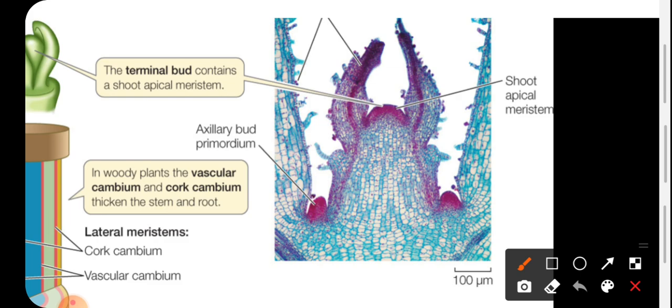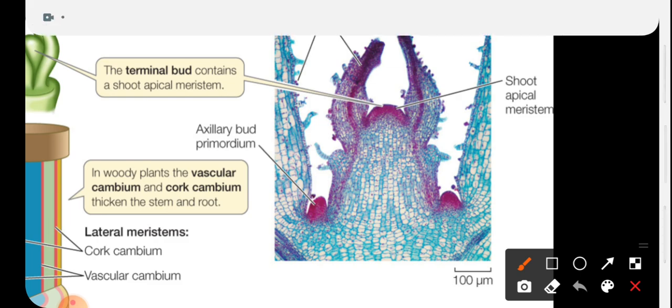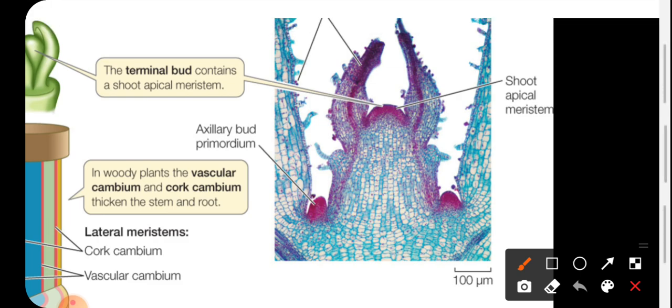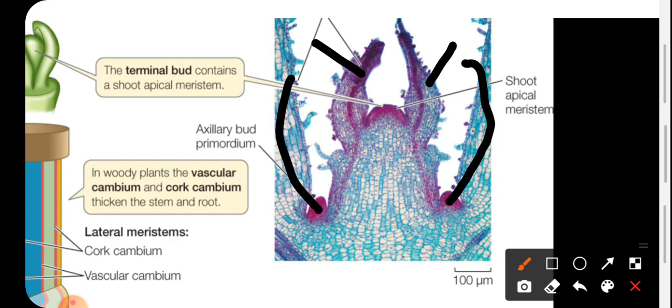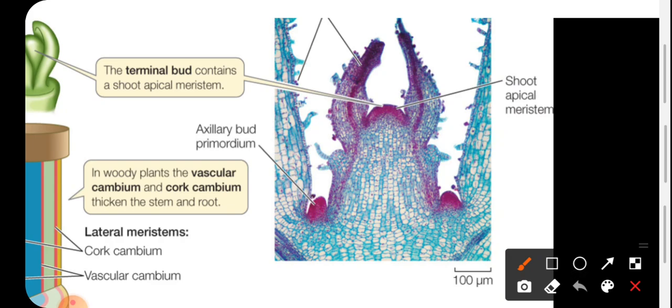The leaf primordia arise as small outgrowths or protrusions on the sides or surface of the meristematic region. So here you can see these regions are small outgrowths, and these are known as the leaf primordia.